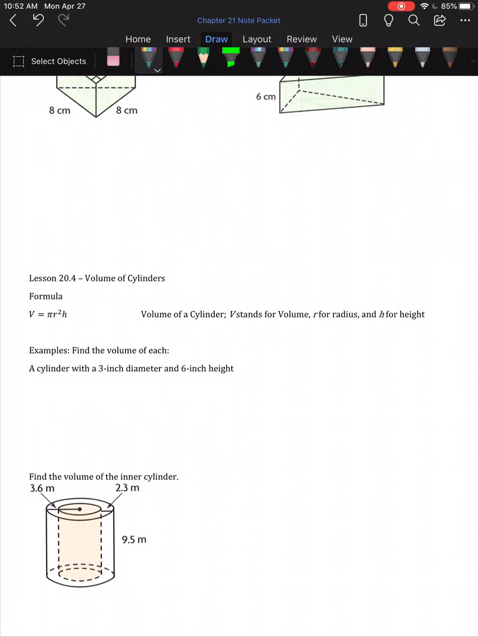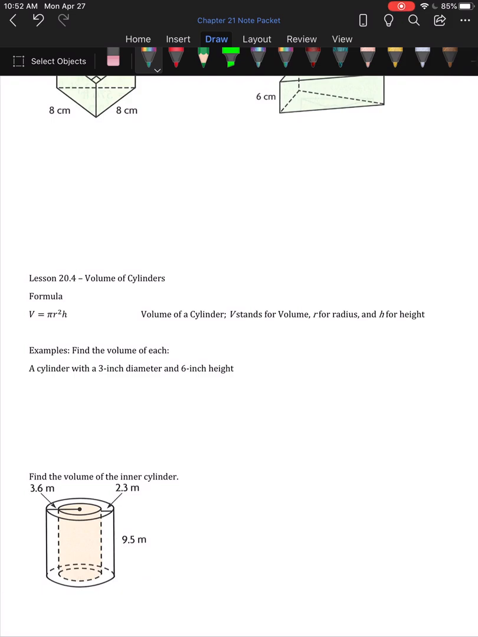Last but not least for this chapter, we got to talk about the volume of a cylinder. So here we have a very simple formula, pi r squared h. Pi is 3.14, r squared is the radius times itself, and h is the height.